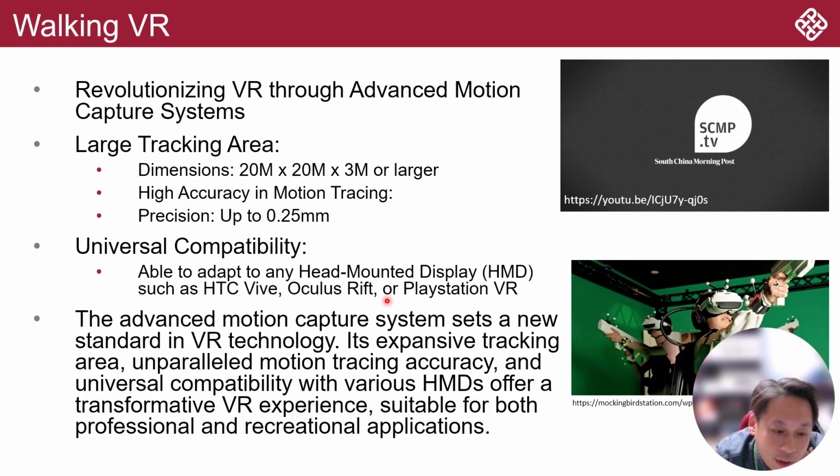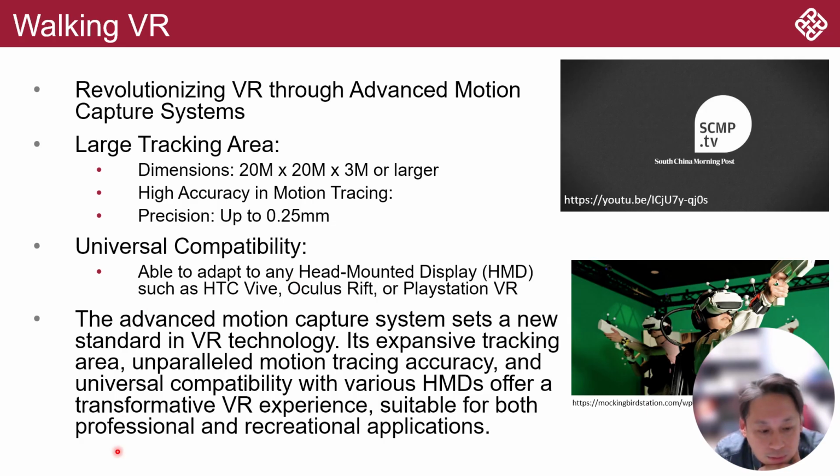The advantage is like that, and the disadvantage, of course, is the money. One motion capture sensor is around 50 to 70,000, and you need at least four of this kind of motion capture camera. So it will be 200,000 to 280,000. It costs quite a lot of money.